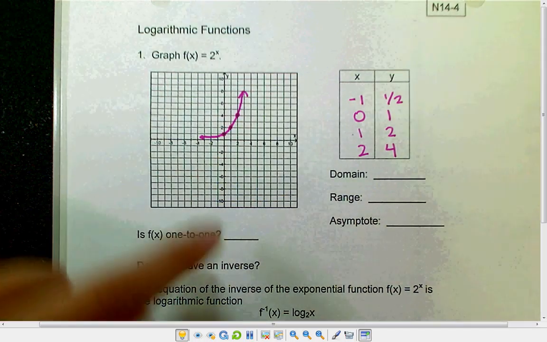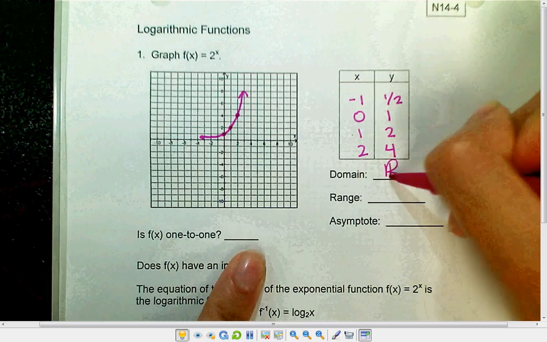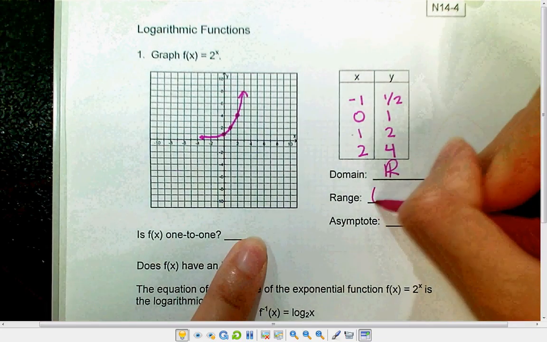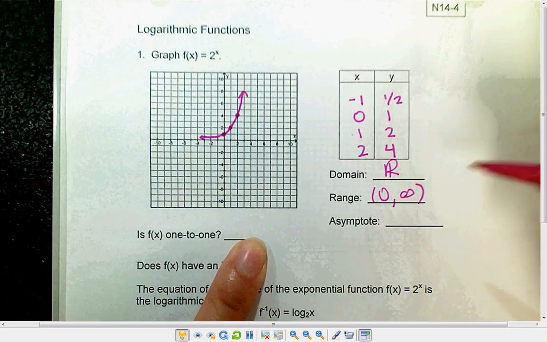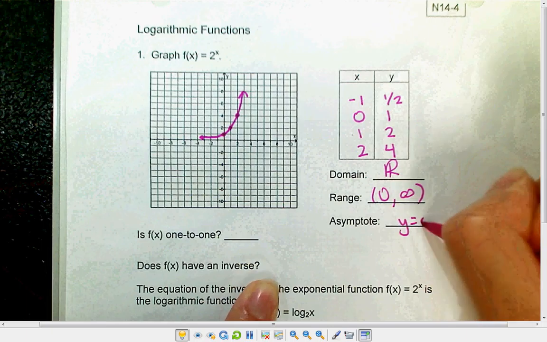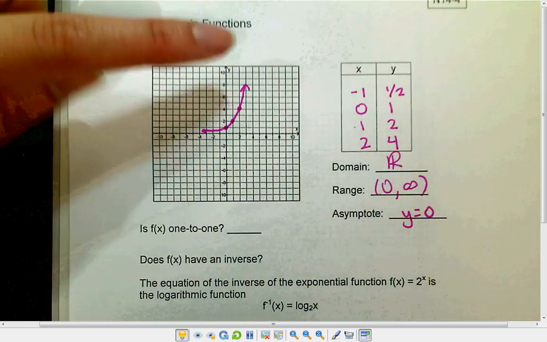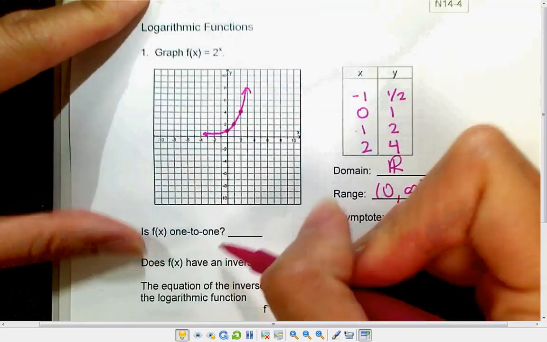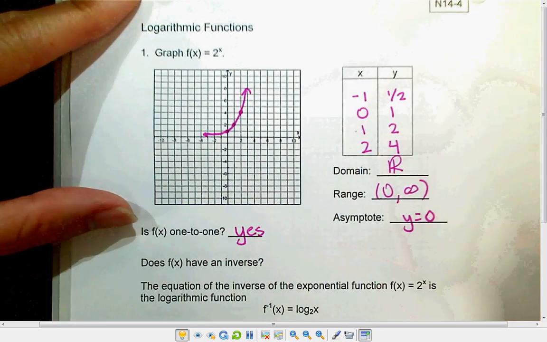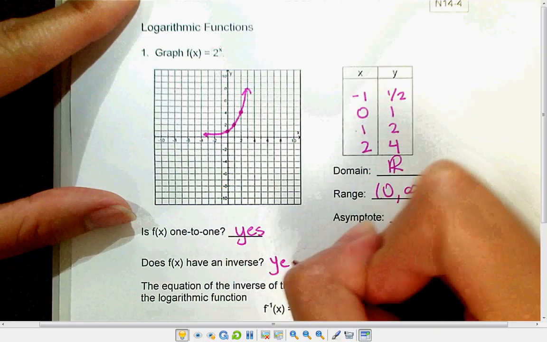So our domain here, left to right, is all real numbers. Our range starts at 0 and goes to infinity because our asymptote is at y equals 0. Okay. Is f of x 1 to 1? So does it pass the horizontal and the vertical line test? Yes, it does. Which means, yes, it has an inverse.